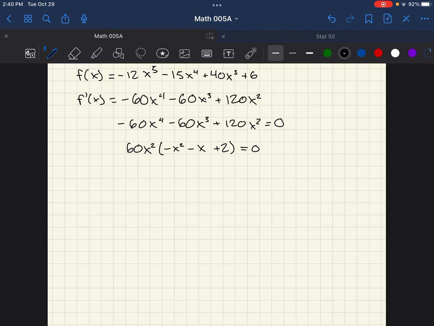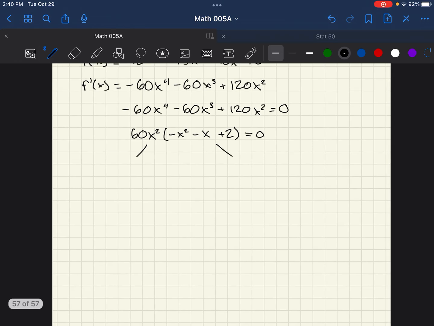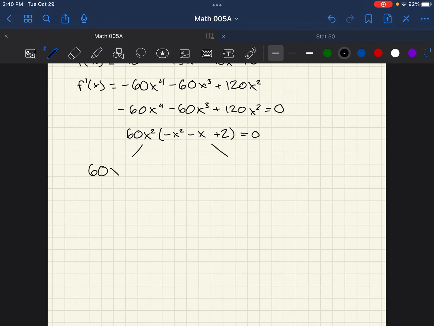And we see that we can separate this into two separate parts. We'll do 60x squared is equal to 0. This is just simply x is equal to 0 because if you factor it out, it would be like that.